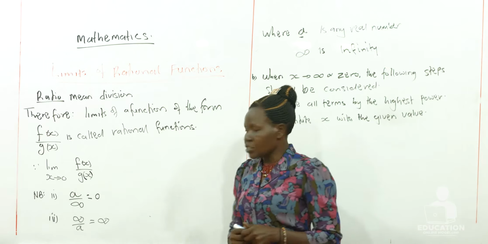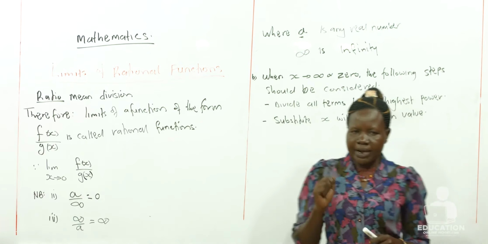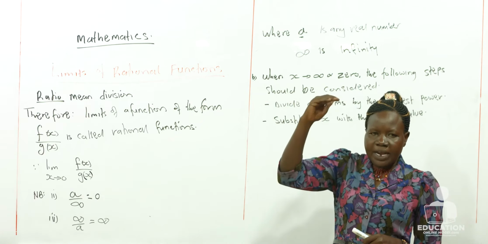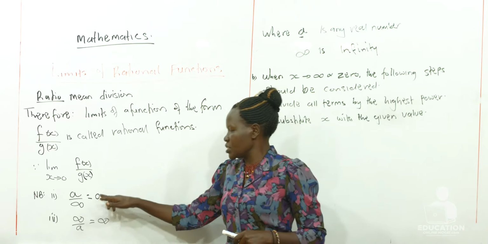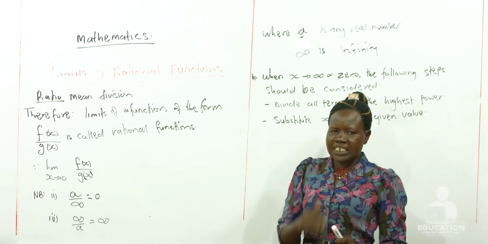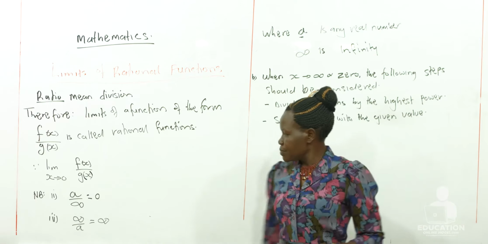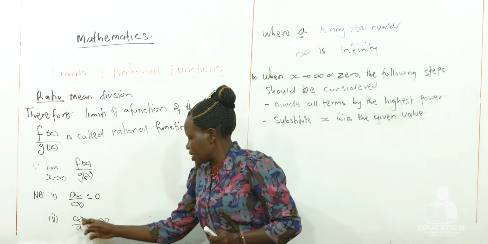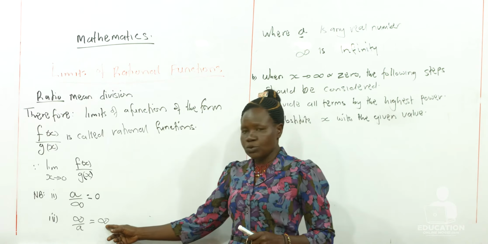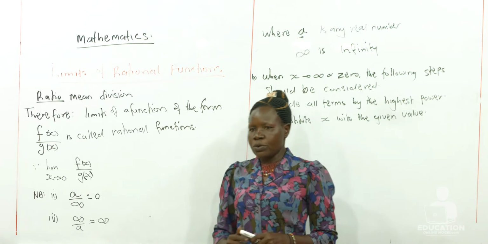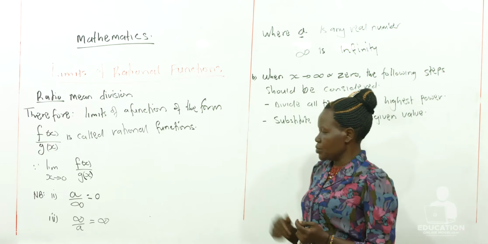The answer is 0. What does it mean? A is a number, a real number. So where you find a real number over infinity, your answer will always be 0, because we know that infinity is that state where it has a start but no end. And where you find infinity over a real number, the answer is infinity. So take note of that so that when you come to your calculation part, it shouldn't confuse you.